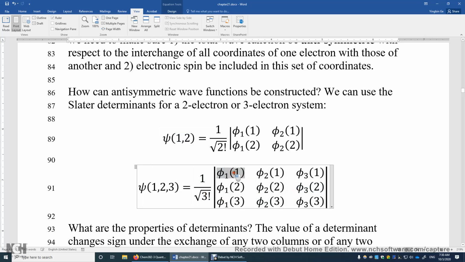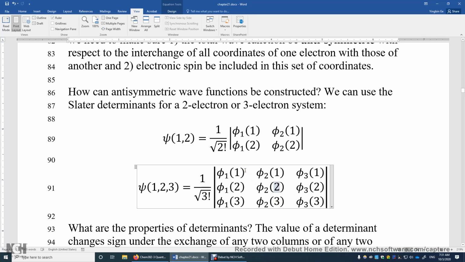You have phi 1 of 1 times phi 2 of 2 times phi 3 of 3 plus phi 3 of 1 times phi 1 of 2 times phi 2 of 3 plus phi 2 of 1 times phi 3 of 2 times phi 1 of 3, and then minus, now you look at this diagonal, minus phi 3 of 1 times phi 2 of 2 times phi 1 of 3 minus phi 2 of 1 times phi 1 of 2 times phi 3 of 3 minus phi 3 of 2 times phi 2 of 3 times phi 1 of 1.